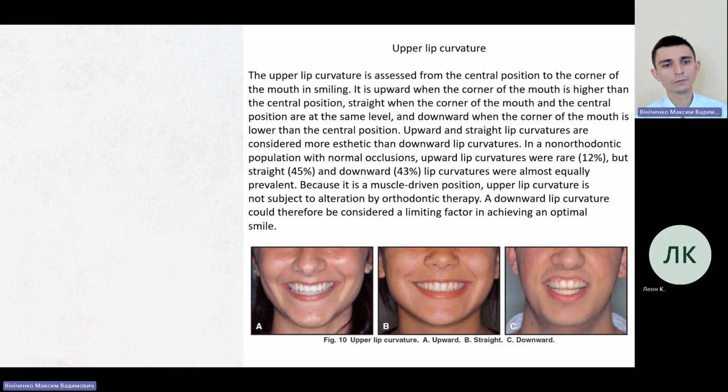In a non-orthodontic population with normal occlusions, upward lip curvatures were rare, but straight and downward lip curvatures were almost equally prevalent. Because it is a muscle-driven position, upper lip curvature is not subject to alteration by orthodontic therapy. Downward lip curvature could therefore be considered a limiting factor in achieving an optimal smile. You could see the upper lip curvature in picture A, it is upward; picture B is straight, and picture C is downward.